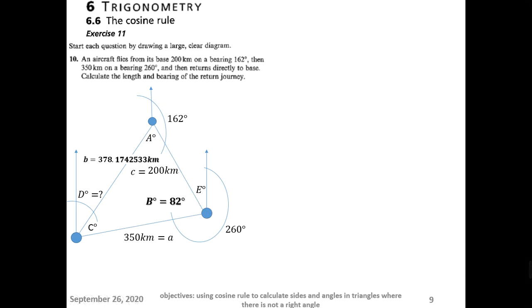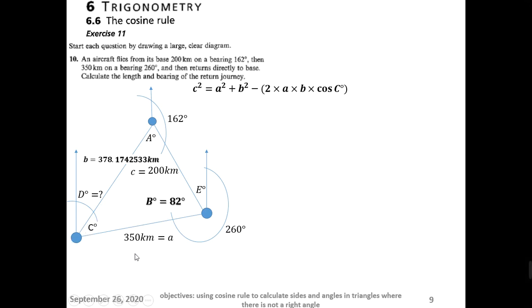starting with side C. So C squared is equal to A. What are the other two sides? A and B. A squared plus B squared minus, in brackets, 2 times side A times side B times cosine the angle between side A and side B, which is angle C.